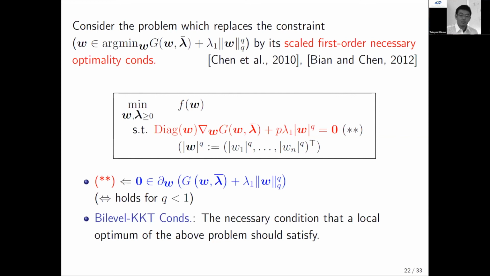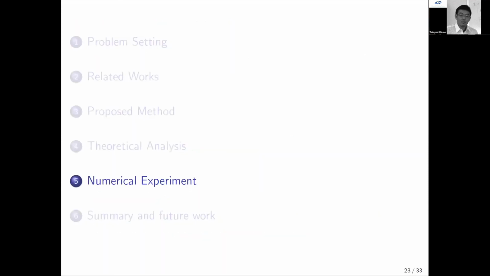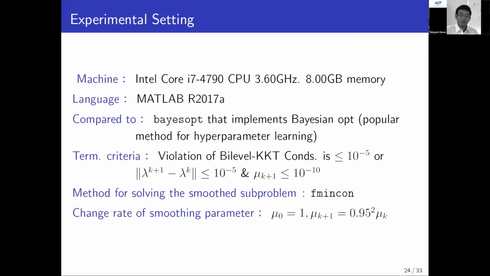Okay, and so what are the bi-level KKT conditions? We prove that the bi-level KKT conditions are nothing but the necessary optimality conditions that a local optimum of this problem should satisfy. So this is the second of our main results. Lastly, I want to explain the numerical experiment.